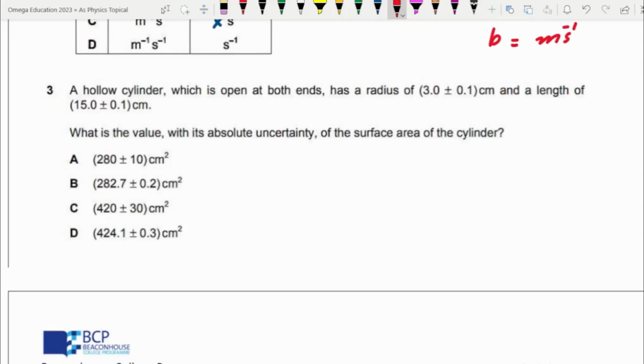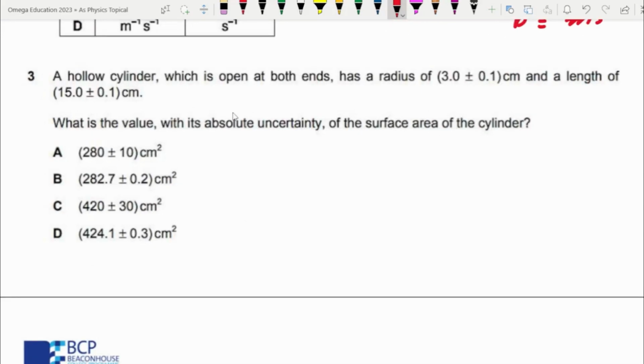Okay, let's take a look at the next one. A hollow cylinder which is open at both ends has a radius of 3.0 plus minus 0.1 centimeter, and the length is also given. We need to find the principal value along with the absolute uncertainty, not the percentage or fractional, for the surface area of the cylinder.